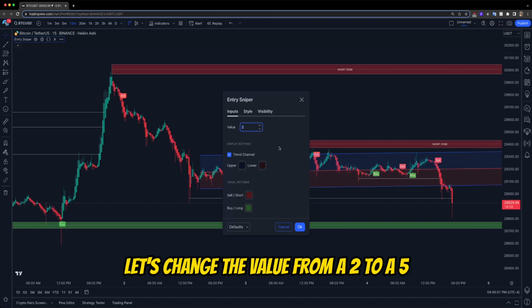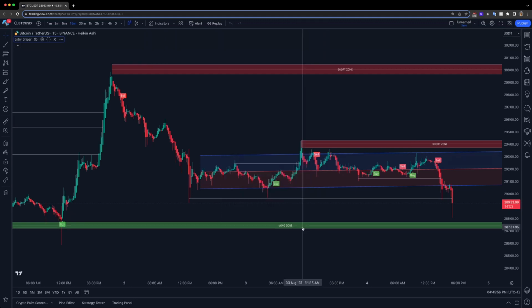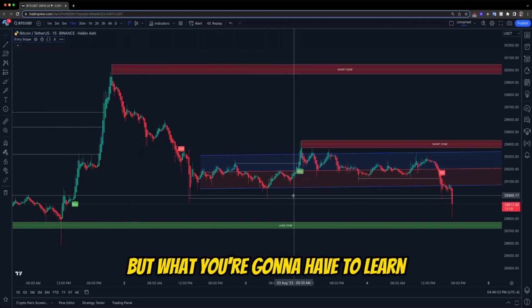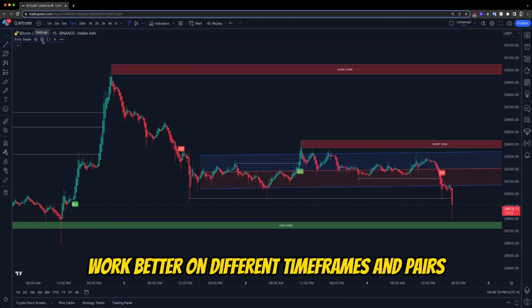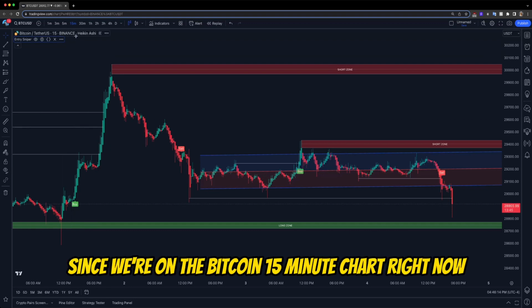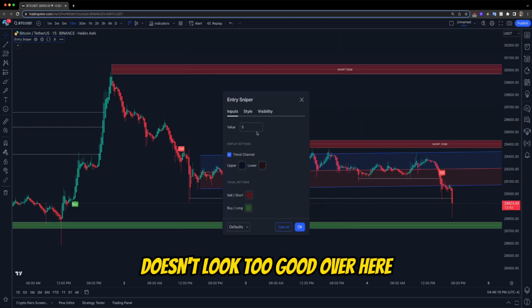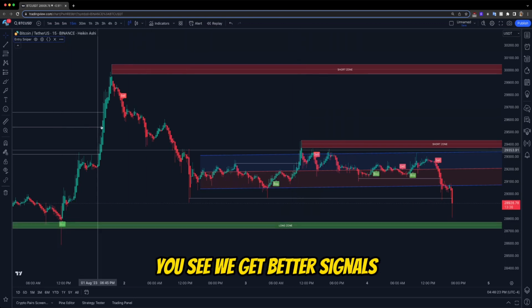Let's change the value from a 2 to a 5, and you're going to see what it does to the signals on the chart. So as you can see, it filters out a lot of the signals. But what you're going to have to learn and kind of test out is that different settings work better on different time frames and pairs. So for example, since we're on the Bitcoin 15-minute chart right now, the value of 5 doesn't look too good over here. But if we change that to a 2, you see we get better signals.